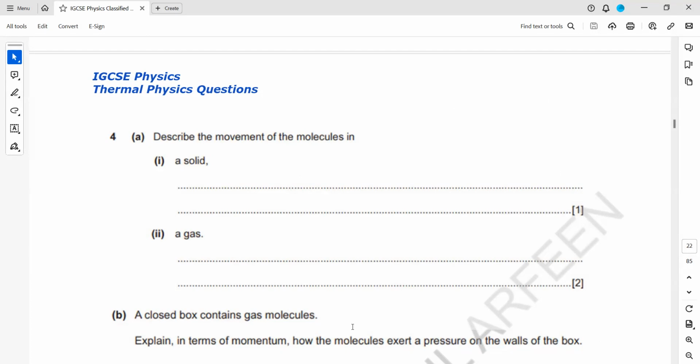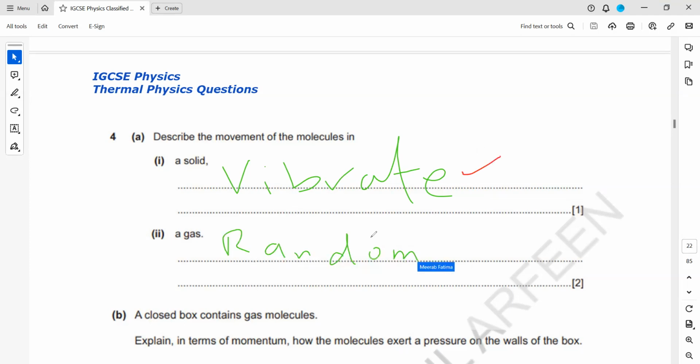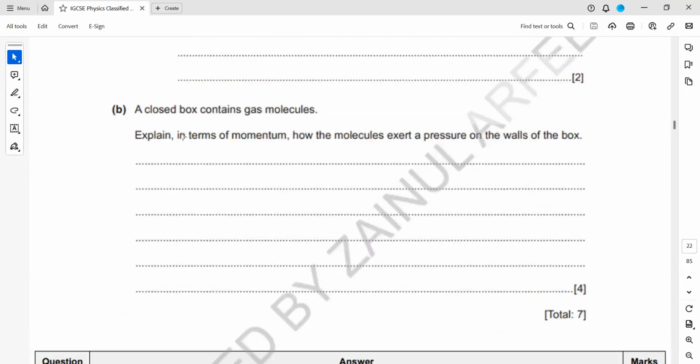Describe the movement of the molecules in a solid, how the particles in a solid are moving. So, vibrating about a fixed position. And how the molecules are moving in a gas. That's right, vibrate about a fixed position, and this one moving randomly. So gas: random motion, solid: vibration about a fixed position.